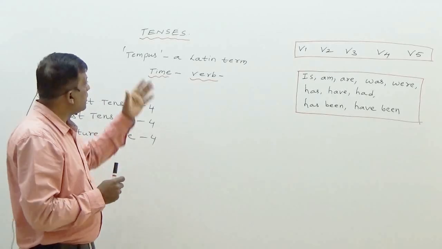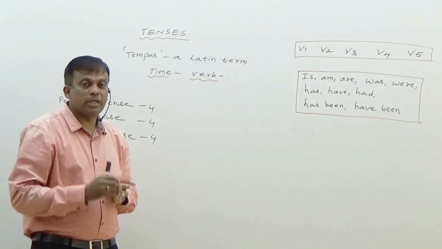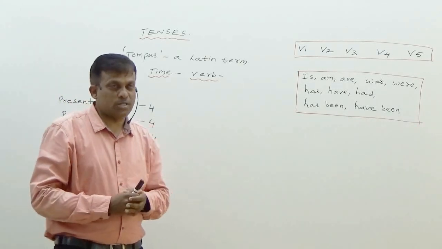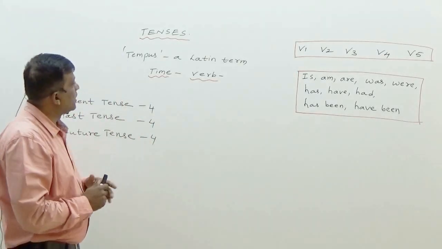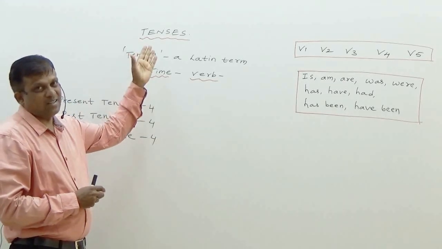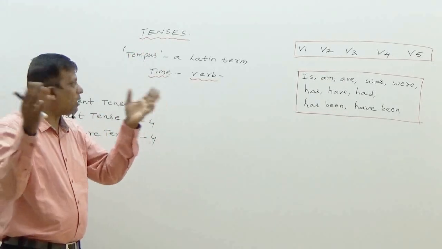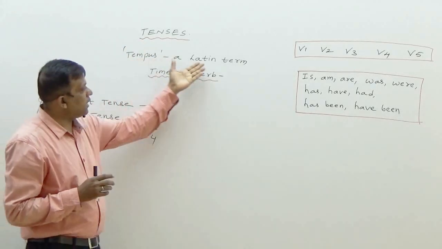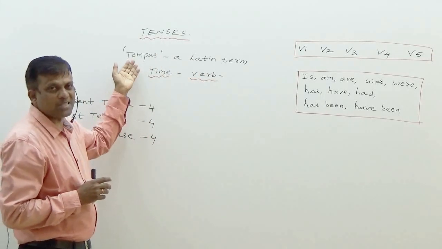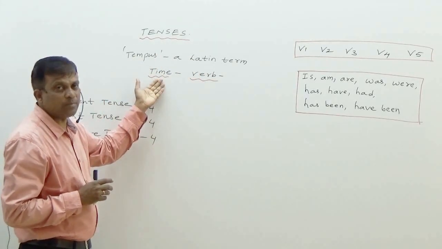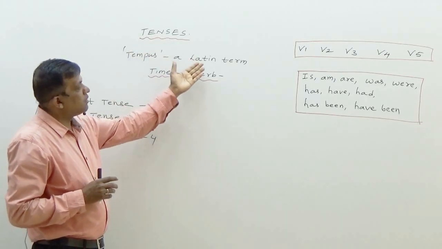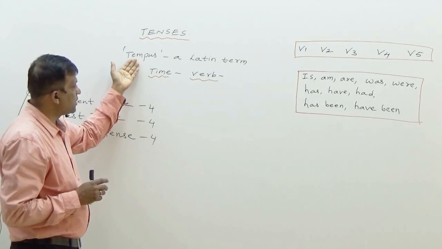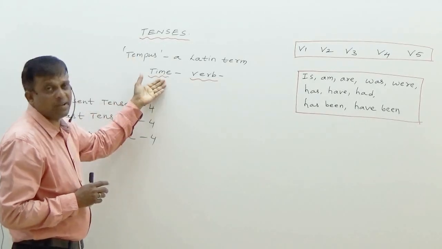and most importantly, you can also improve your English communication by learning tenses in a very systematized way without any confusions. Let us first understand, what is tense? How did it come up? The word tense is derived from a Latin term called tempus, which means time.